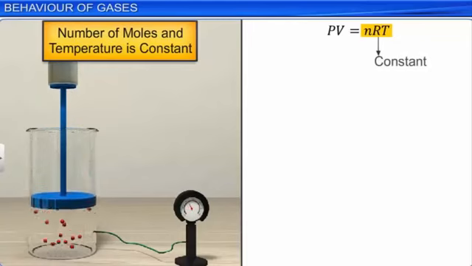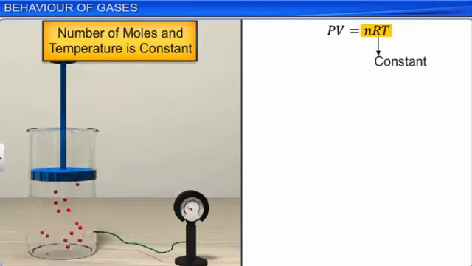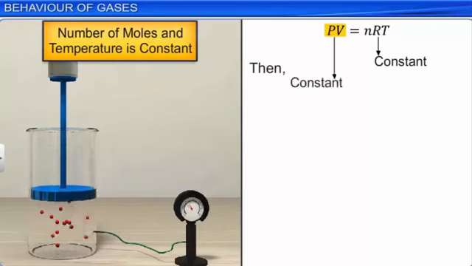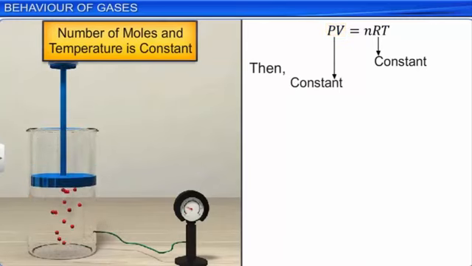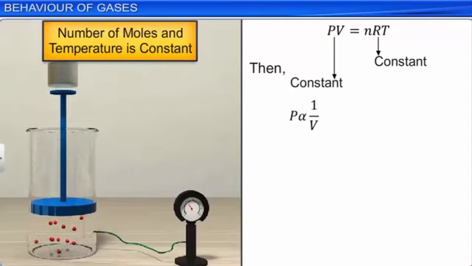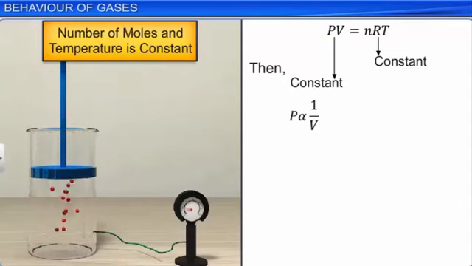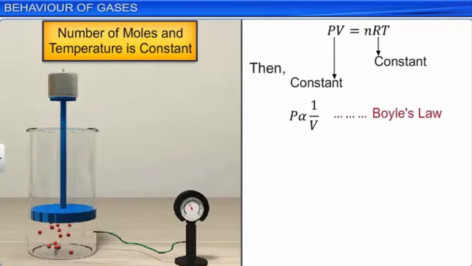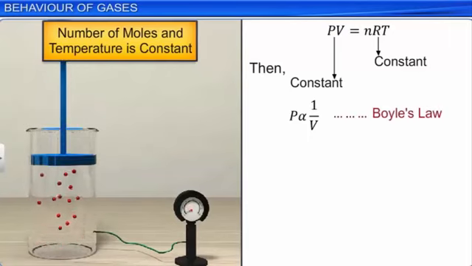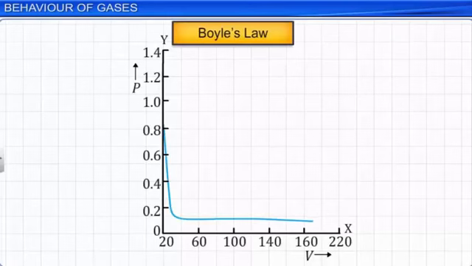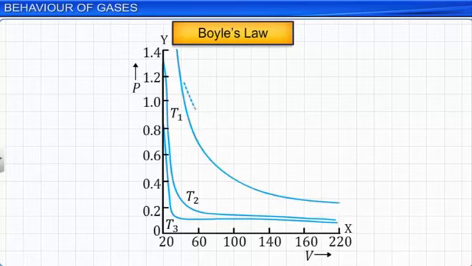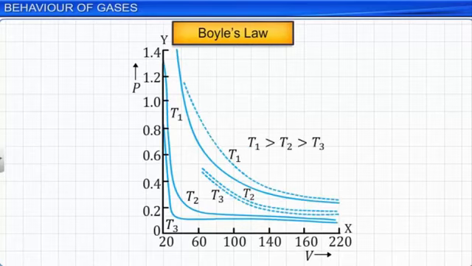If the number of moles and temperature are constant in the ideal gas equation, then PV is constant. That is, for a given mass of gas at a constant temperature, pressure is inversely proportional to its volume. This is called Boyle's law. According to Boyle's law, the graph between pressure versus volume is shown in the figure. Boyle's law is also satisfied at high temperatures and low pressures.